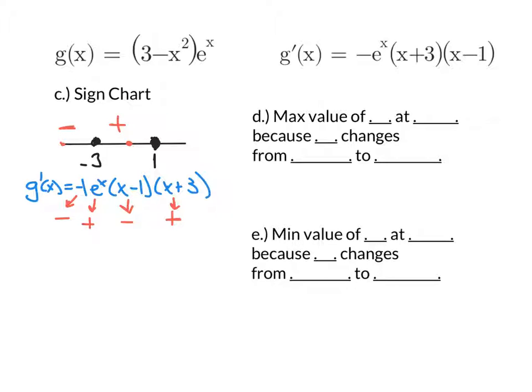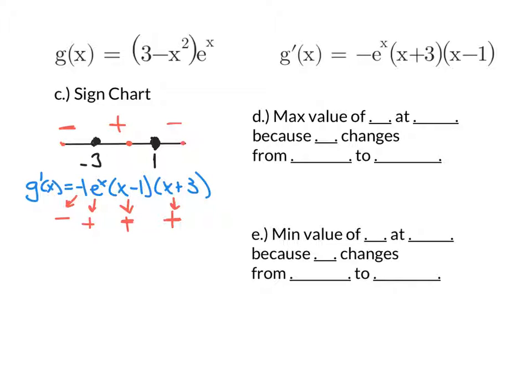And finally, I pick a number that's bigger than 1, like a billion. If x is equal to a billion, negative 1 is still negative. E to the billionth is a very large number, but a positive number. And a billion minus 1 is now positive, and a billion plus 3 is still positive. Since I'm taking a negative times a positive times a positive times a positive, this entire product is going to be negative.